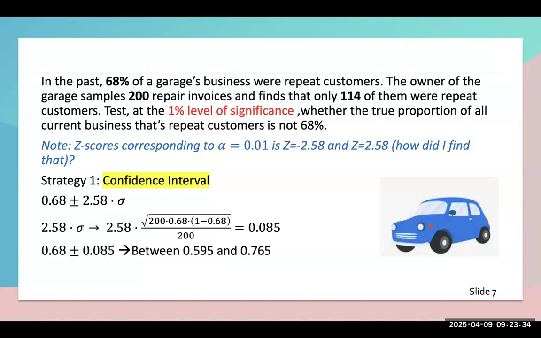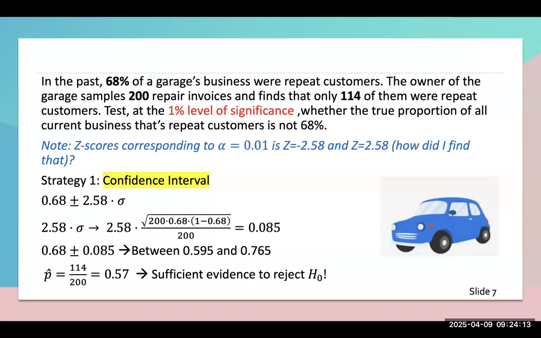Then I take that 0.085 and I add it and subtract it to that 0.68 in order to get that confidence interval. And I get 0.595 and 0.765. Double check that you can get the same numbers. Now let's find p hat. P hat is the statistic based on the sample. P hat is 114 over 200, which is 0.57. And we're going to see if that 0.57 lives between those two bounds of 0.595 and 0.765.